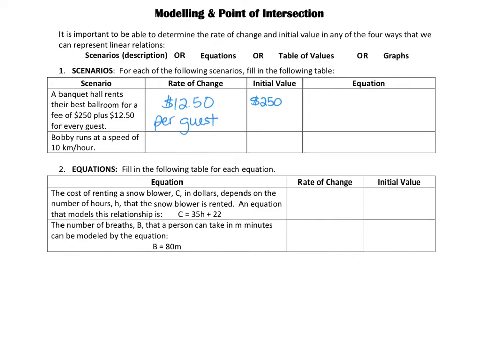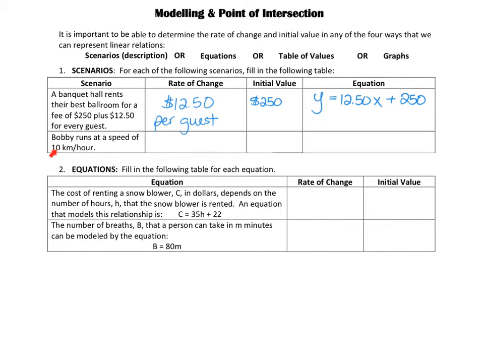And so the equation, hopefully you can see it's a partial variation, and the equation is y equals mx plus b. Our m is 12.50x, and then our b, our y-intercept initial value, is 250. Okay, what about the next one?